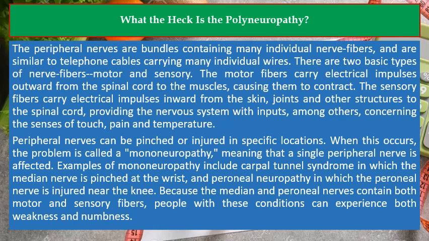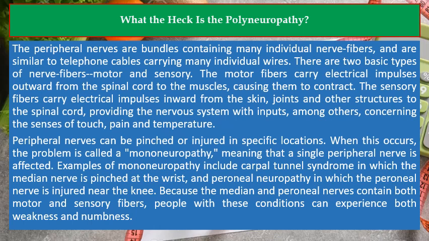Peripheral nerves can be pinched or injured in specific locations. When this occurs, the problem is called a mononeuropathy, meaning that a single peripheral nerve is affected. Examples of mononeuropathy include carpal tunnel syndrome, in which the median nerve is pinched at the wrist, and peroneal neuropathy, in which the peroneal nerve is injured near the knee.